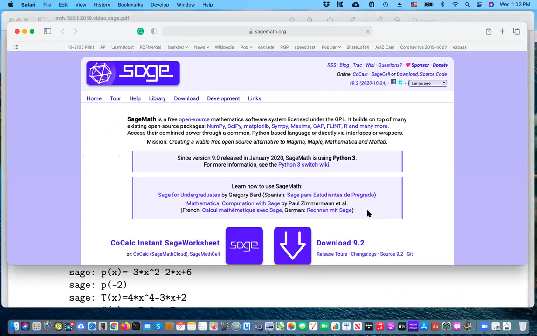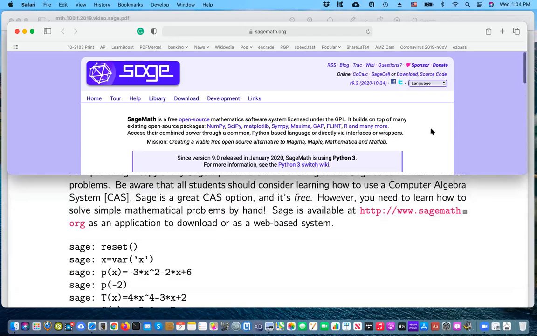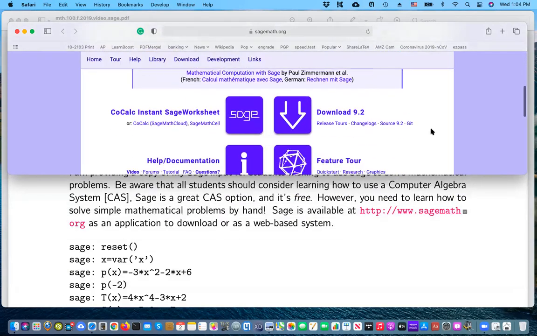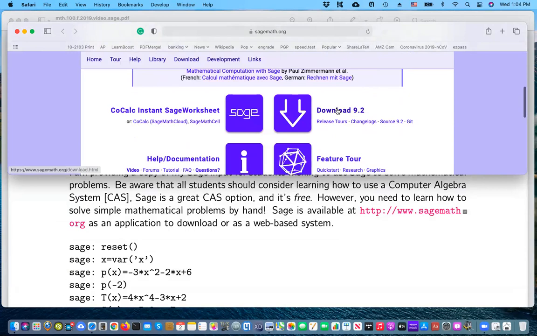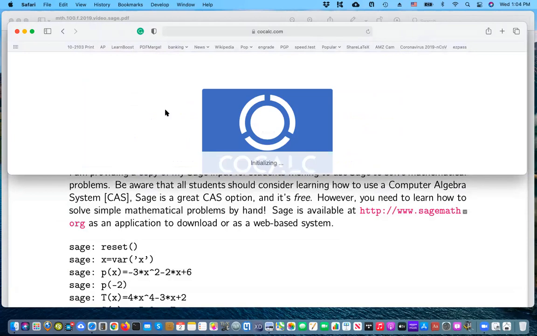And when that website loads, it's going to look like this over here. I'm just going to make the window a little bit smaller because I want to see what's behind it. All right, I want to scroll down. And I'm going to say you could download this application, but a lot of students have trouble with that. So my recommendation is to use CoCalc, which actually runs on somebody else's computer. So let me click that. It's going to load CoCalc.